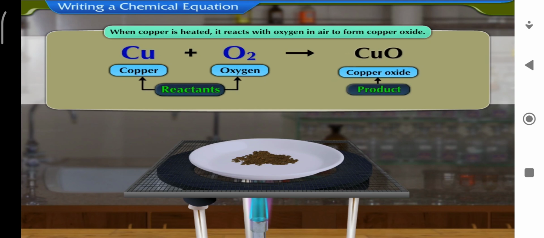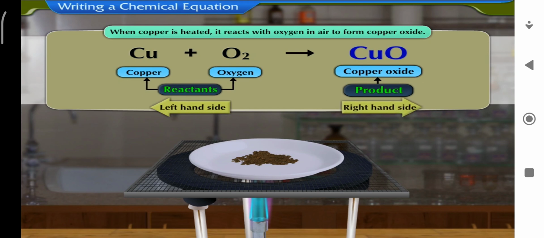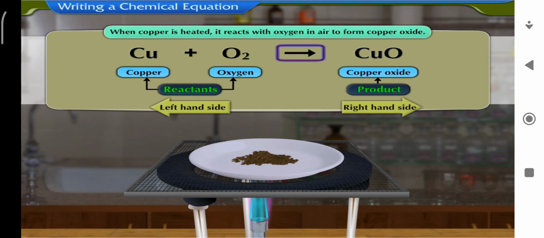The reactants are written on the left-hand side and the products are on the right-hand side of the equation. An arrow pointing towards the products is inserted between the reactants and the products. It also represents the direction of the reaction. A plus sign is inserted between two or more reactants or products formed.